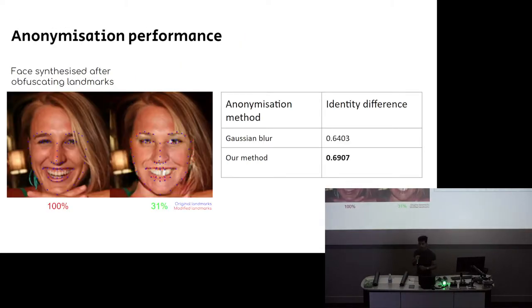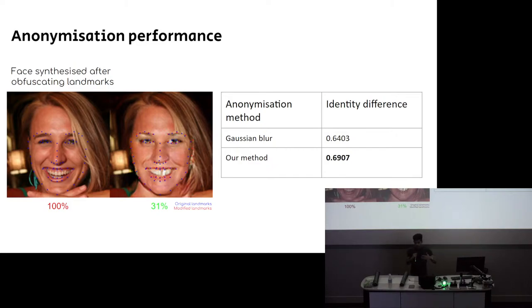One of the important things about any project is measuring performance. The way I did that was an identity difference, which is how well it's been anonymized. With my method, if you apply just a basic blur like I showed you, the difference from the original would be something like 0.64. With my method, it's much better.